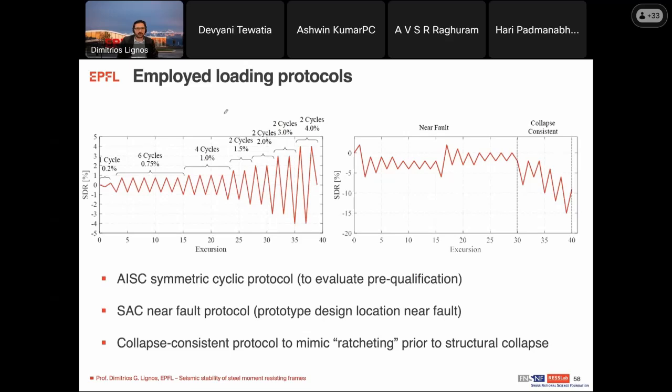So in terms of load protocols, we did a conventional symmetric cyclic loading protocol up to about 4% drift limit to see if we are respecting the pre-qualification limits according to the AISC provisions. And then we subjected the test structure to very severe load protocols, such as the SAC near fault, as well as what we call a collapse consistent loading protocol. And the specimen essentially was subjected up to about 15% story drift ratio, which is quite substantial if you think about what could happen in an earthquake.